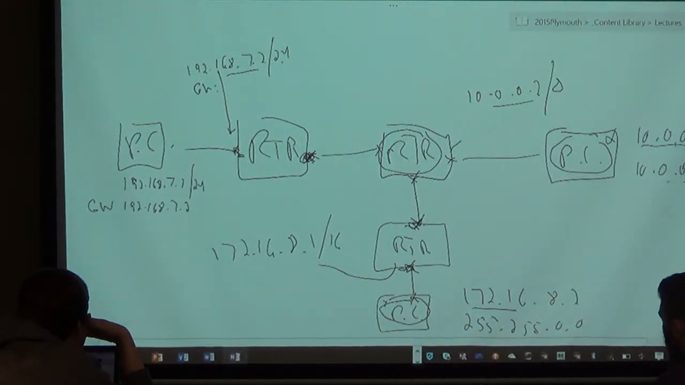So if this network is 192.168.7.0, what does this network have to be? What does this network address have to be? It has to be different than 192.168.7.0, right? So give me another private network for this router interface right here.